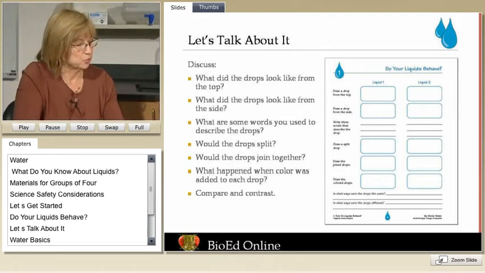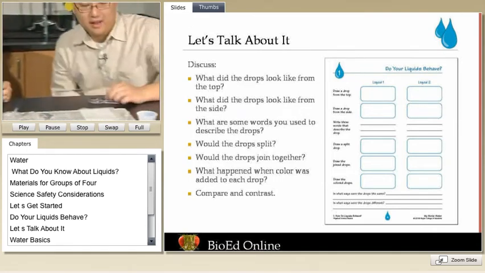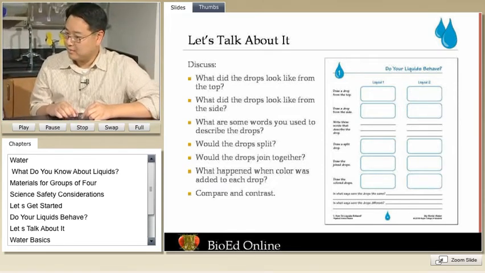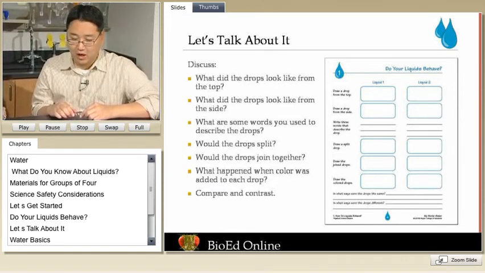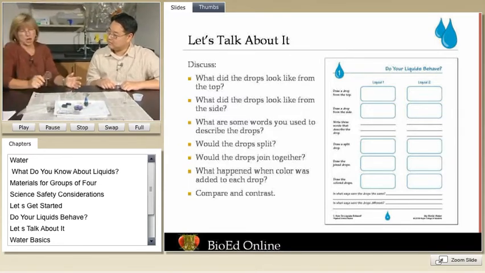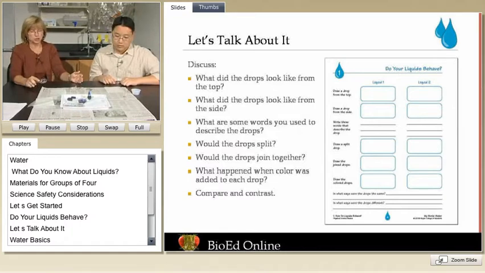Okay, Michael, what's yours doing? It's spreading out and laying very flat. So obviously, Liquid 1 is not the same as Liquid 2. They look alike, but they are behaving very differently. Okay, so what are some words? If I say, okay, mine looks domed, it looks clear, it looks shiny, it looks transparent. Does yours go with all the same words?